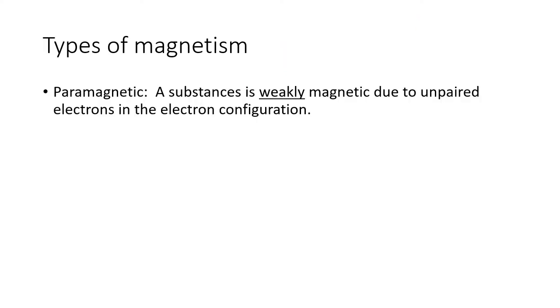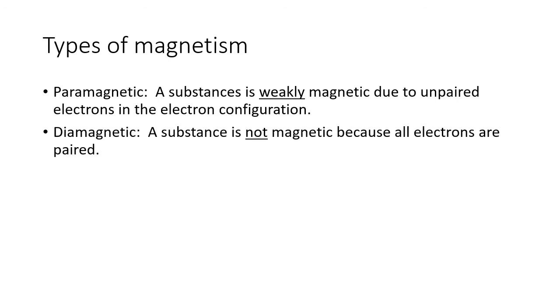There are 3 different types of magnetism that we can explain based on these electron configurations, or at least 2. The first is paramagnetism, and this is where a substance is weakly magnetic due to unpaired electrons in the electron configuration. Diamagnetic is where a substance is not magnetic because all of the electrons are paired. Those 2 can be explained by writing electron configurations.